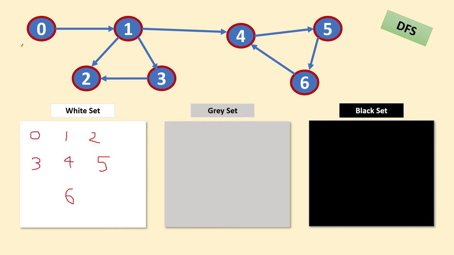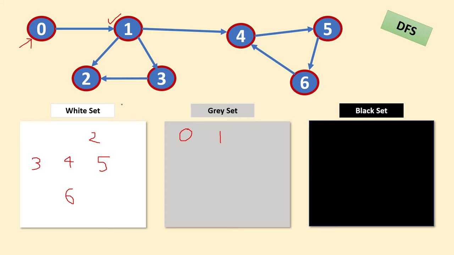Now, as we are starting from this point 0, we can say 0 is visited. So we will move it to the gray set and remove it from here. Now from 0 we are checking what the adjacent nodes are. The only adjacent node is 1 here. So we will visit 1. As we are visiting 1, that means we have to move 1 to the gray set and remove it from here.